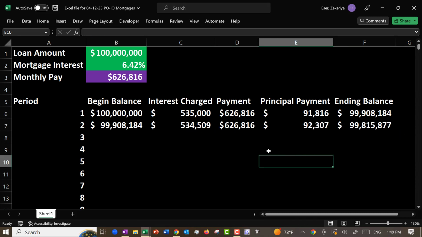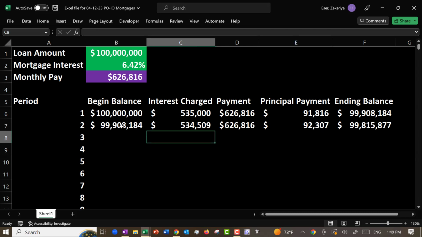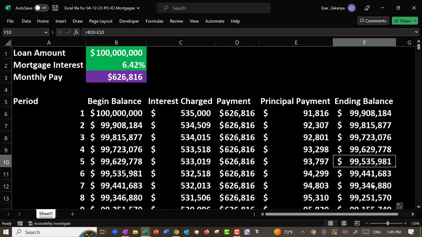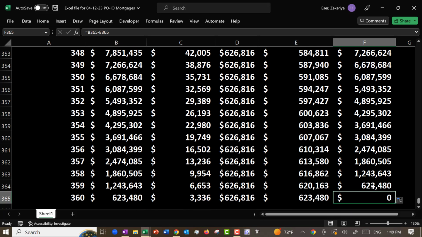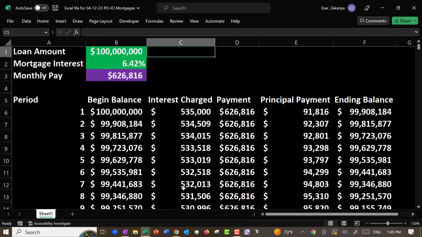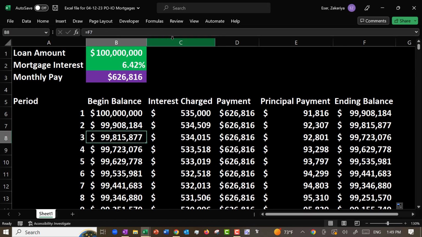So second month, since the principal is a little bit lower, interest charge is less, principal payment is more. Take it all the way down. By the end of 360, it's zero. In fact, when you do a mortgage like this, or you do a car loan like this, they're supposed to give you a table like this, which is something you can easily construct.